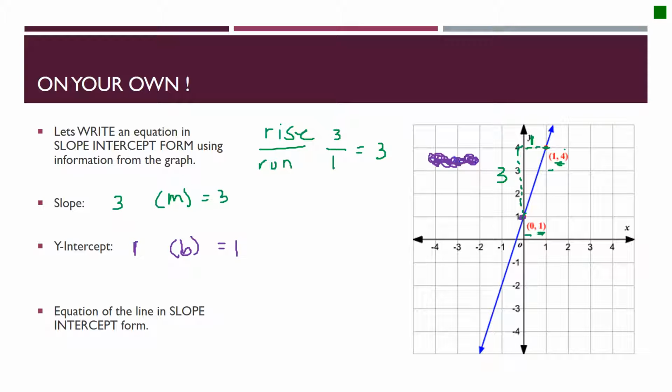So now just rewrite your equation. Y equals mx plus b. Now, instead of putting the m, we're going to go ahead and put in a 3 for our slope. Keep the x there. That's very important. And instead of the b, we're going to go ahead and add 1, which is our y-intercept. And that is your equation of the line. Y equals 3x plus 1.